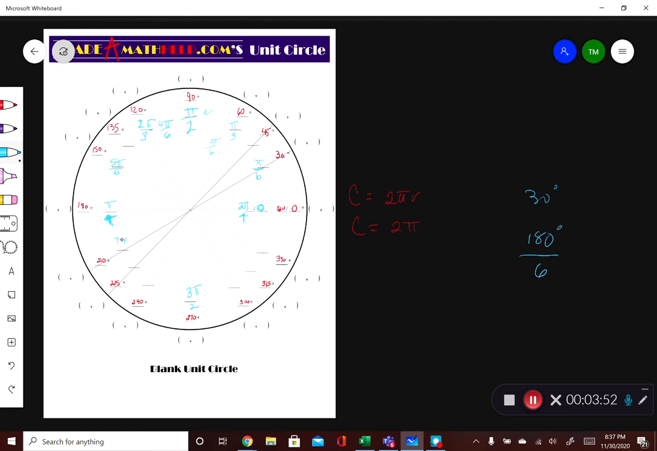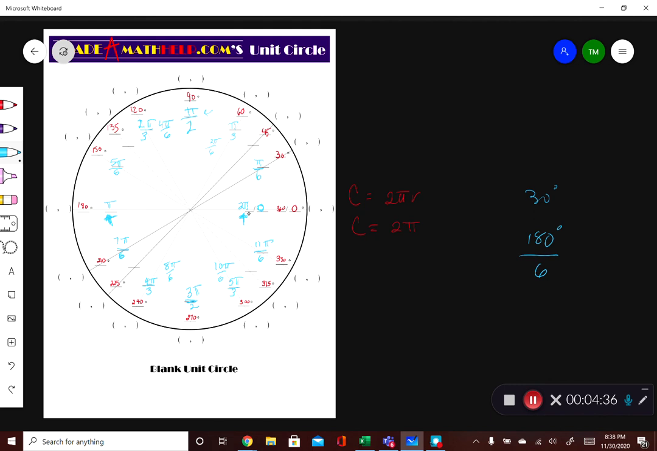And then 7 pi over 6. And then we get to 8 pi over 6, which reduces to 4 pi over 3. And then 9 pi over 6, which reduces to 3 pi over 2. And then 10 pi over 6, which reduces to 5 pi over 3. And then 11 pi over 6. And then 12 pi over 6, which takes us back to our 2 pi. So those values are all of our radian measures.